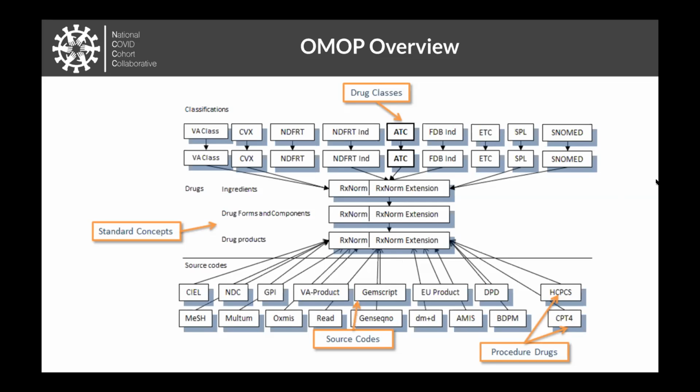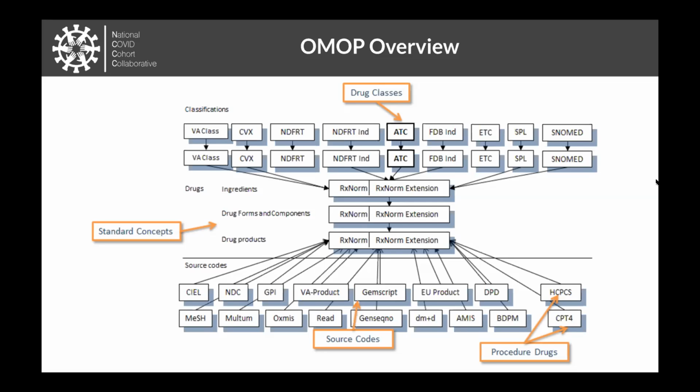So those HCPCS and CPT4 codes that are used for those drug injections, we've also mapped into RxNorm, and they can be identified by their ingredient. You can see we have a similar hierarchy for drugs as we do for conditions. And all of these drugs, as they are mapped into RxNorm, have that really great hierarchy that also maps them up to their drug ingredients, which is really helpful.